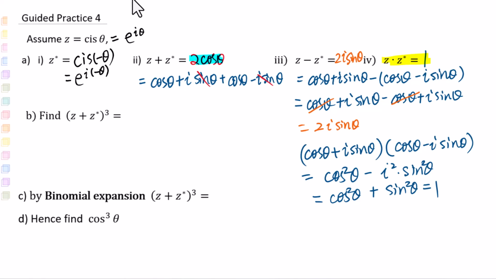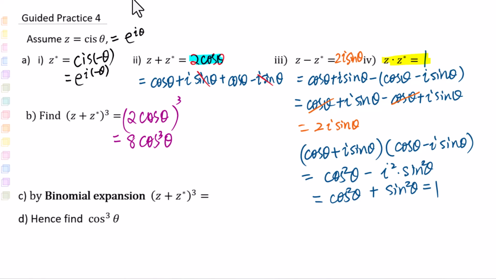Let's go to B. Find z plus z star to the third power. z plus z star equals 2 cosine theta, so to the third power it equals 8 cosine cubed theta.